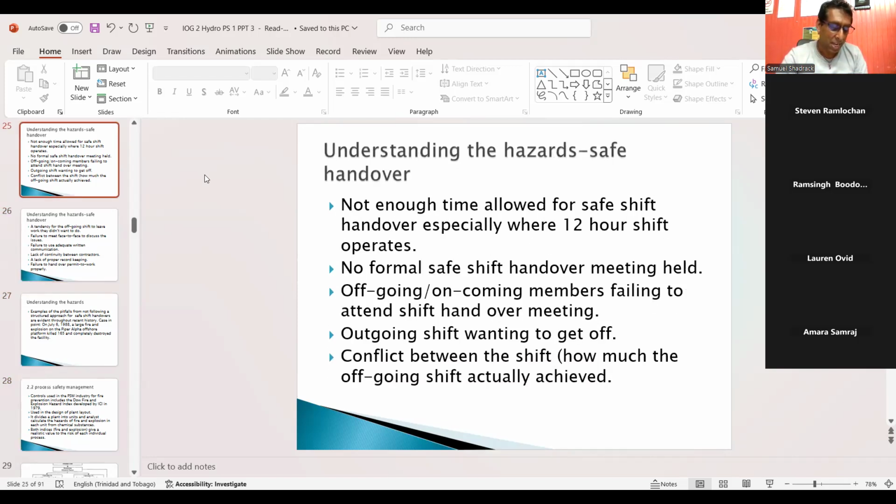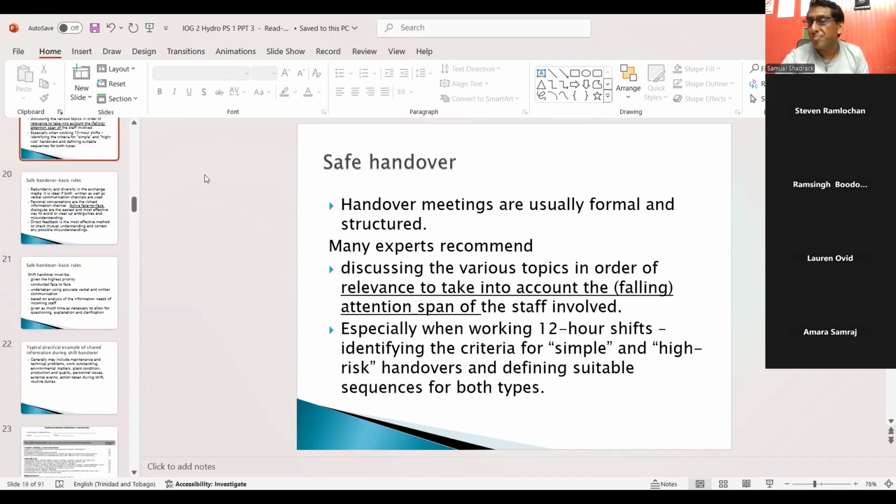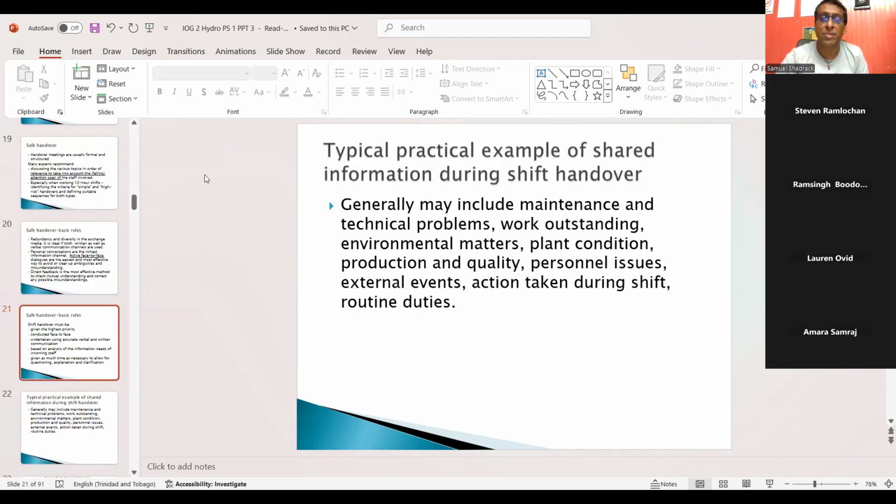Not enough time. No formal shift handover, which is the second point. Incoming shift seeing problems ahead and wanting to get on with them. Conflict between shifts. A tendency for the off-going shift to leave work they didn't want to do. So it's the same thing. We had so much more on shift handover, sorry, right?